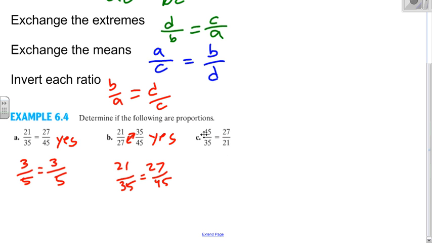And example C here, if we exchange the extremes, we would get 21 over 35 and 27 over 45, same as what we had, so yes, they're proportions as well.